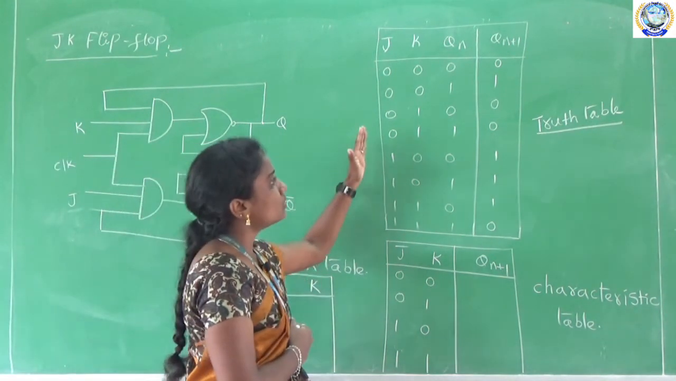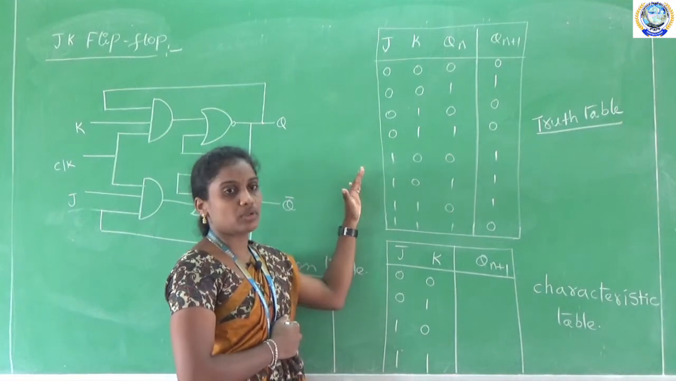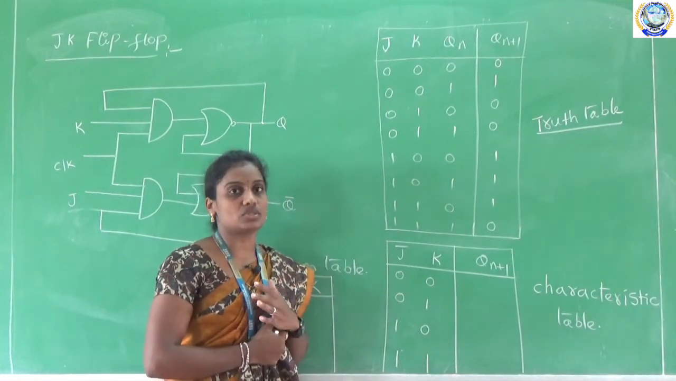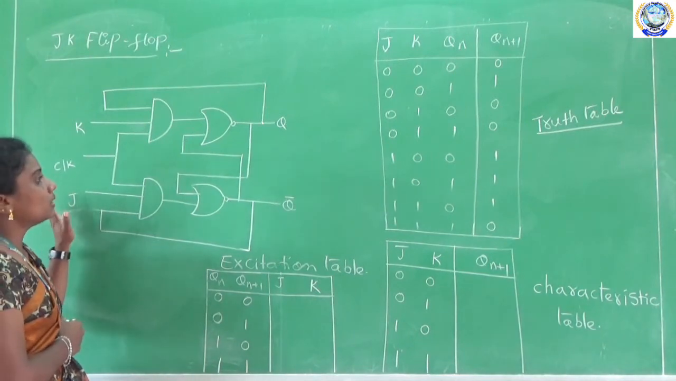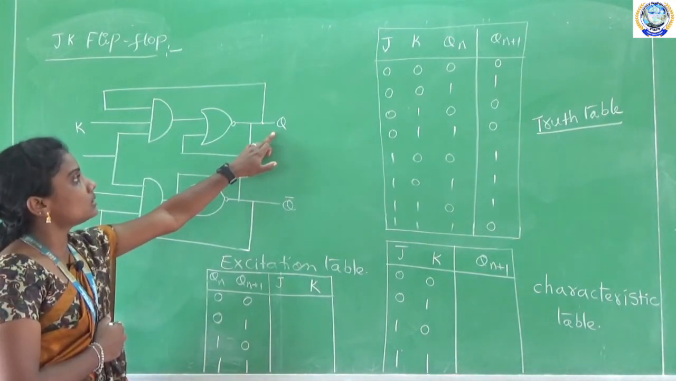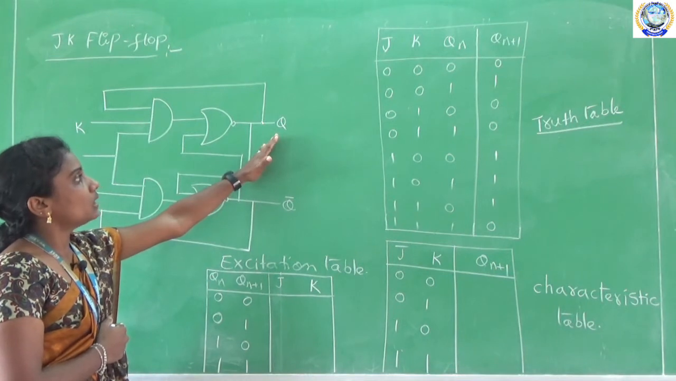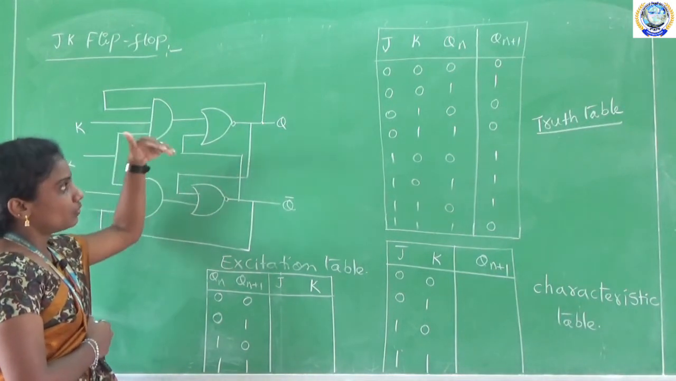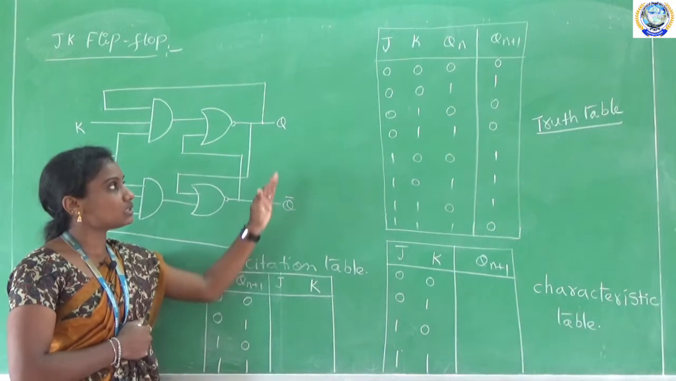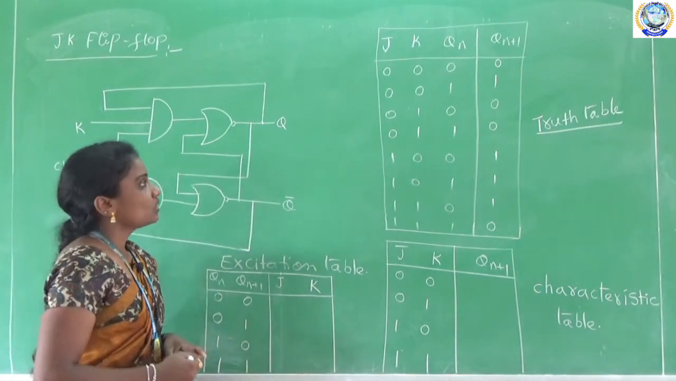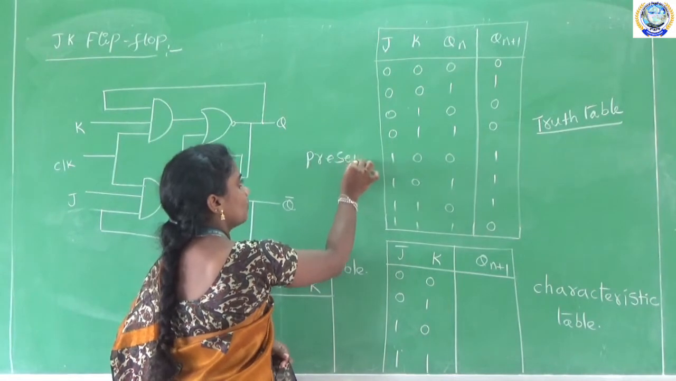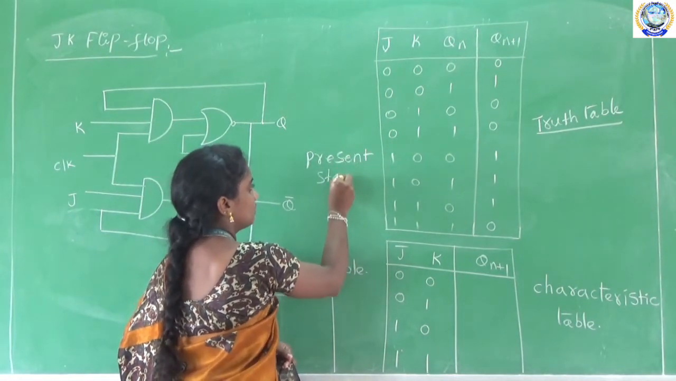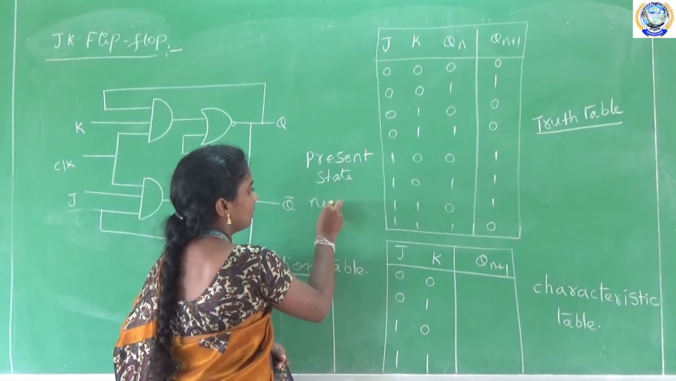If we see the truth table of this JK flip-flop, it has 3 inputs along with the clock. Here Q is the present state. After applying the clock pulse, we get the next output, that is called the next state. So in flip-flops, we have the present state and the next state.